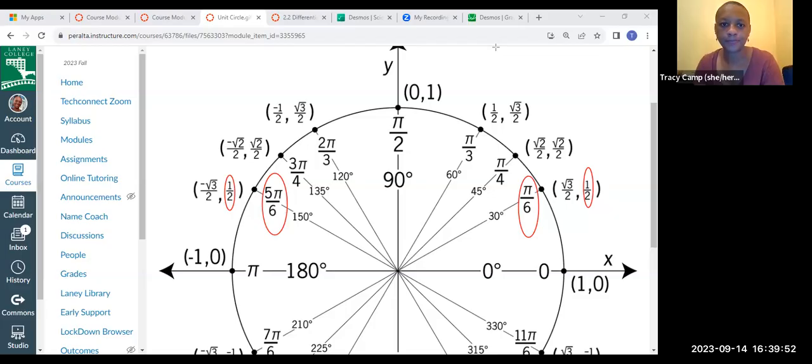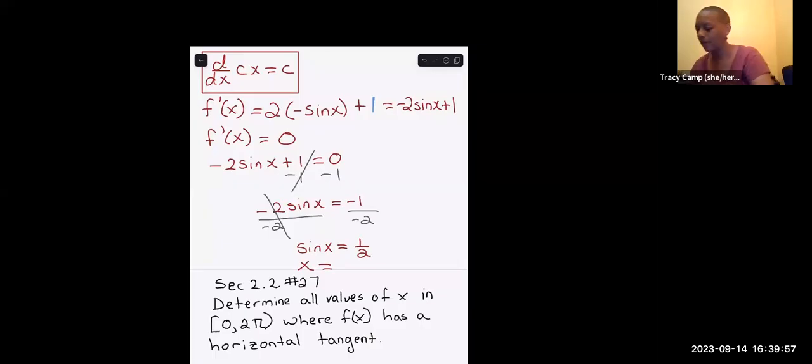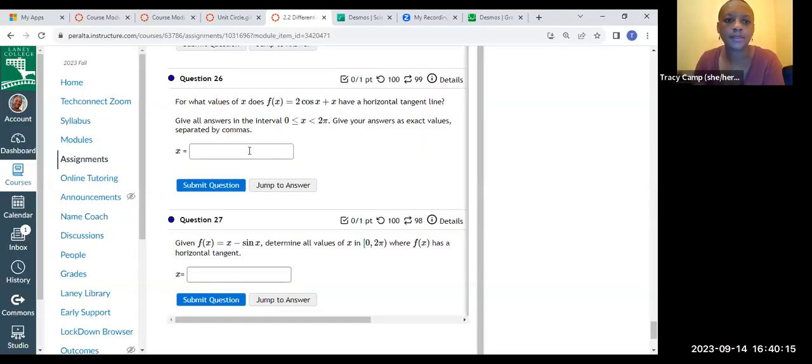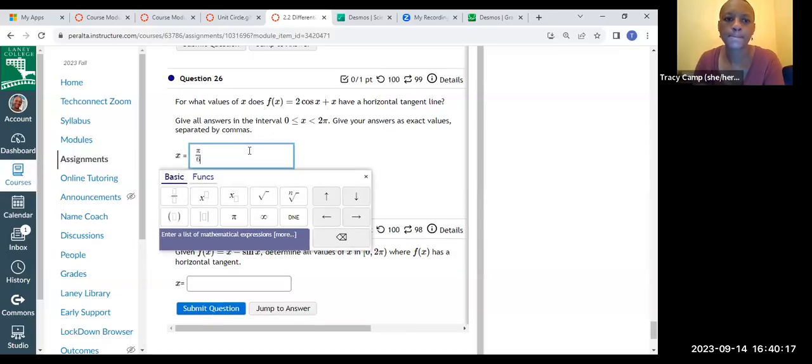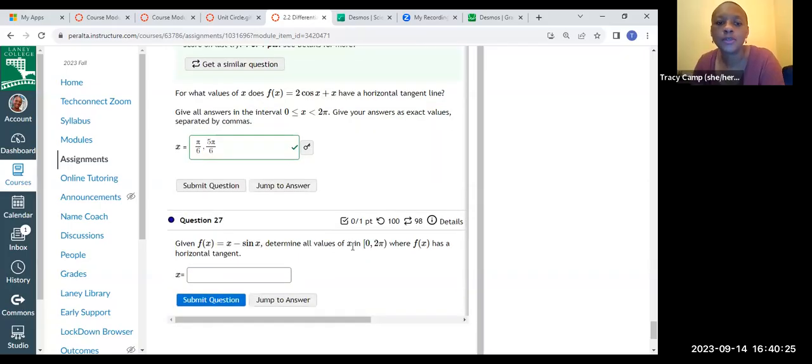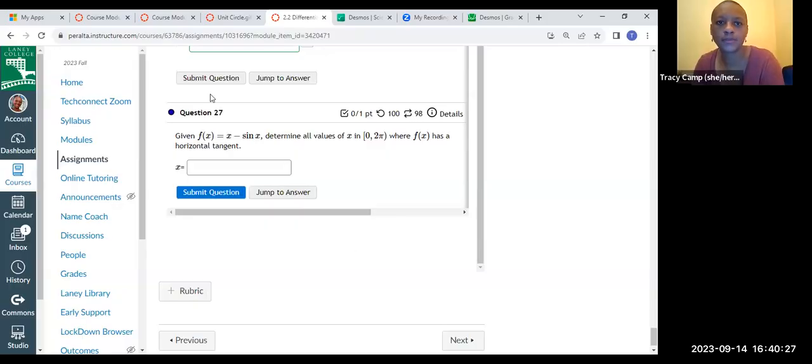Let's see. I think all of these problems are set up so that the values that you get are actually on the unit circle. So I'm going to go ahead and enter these, pi/6 and 5 pi/6. And there I go. So I'm going to go through the same process for number 27.